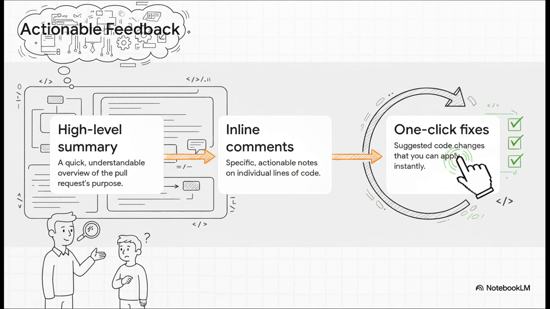It's broken down into 3 layers. First, you get a high-level summary of the whole pull request, what it's for and what its impact might be. Then, you get specific, inline comments right on the lines of code that need work. And finally, you get those one-click suggestions to just apply the fix right then and there. It's really designed to help everyone, from the most junior dev to the team lead.